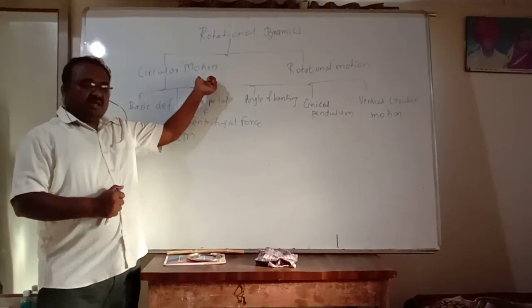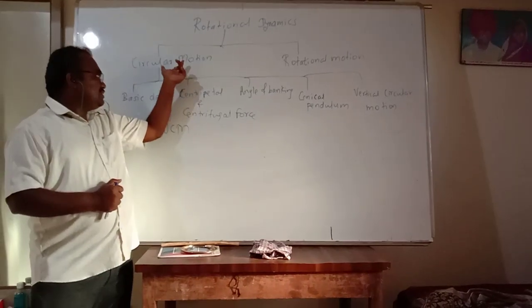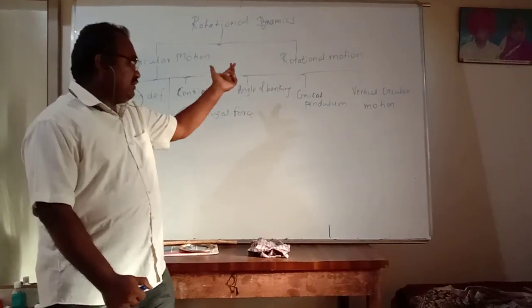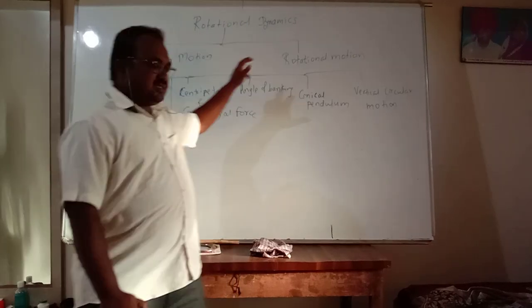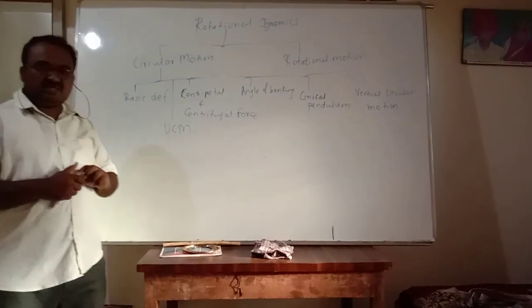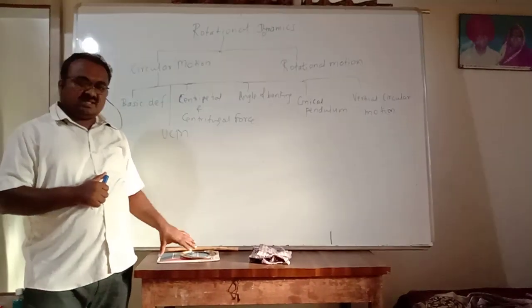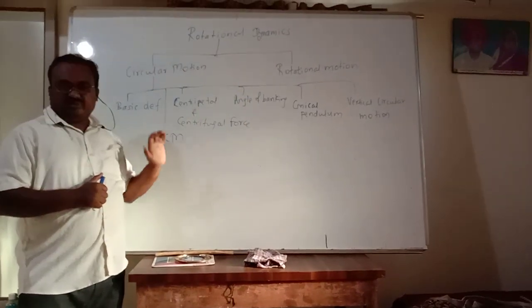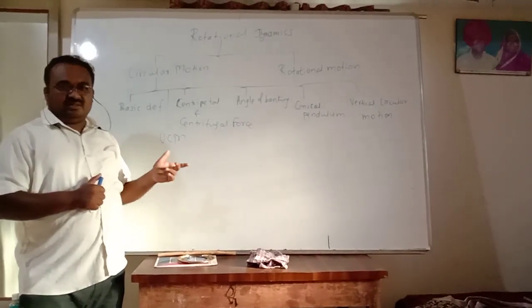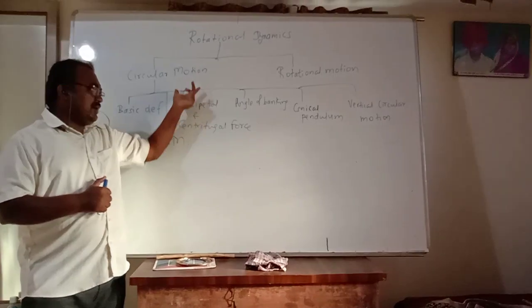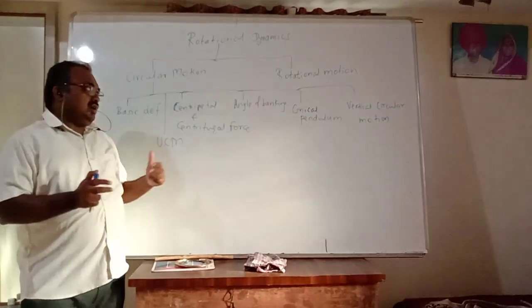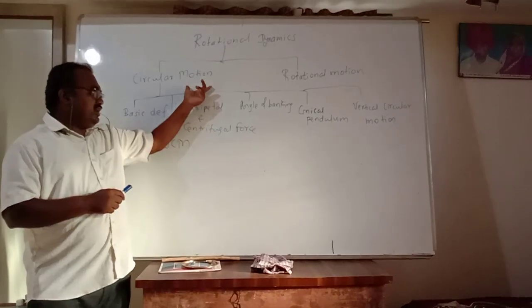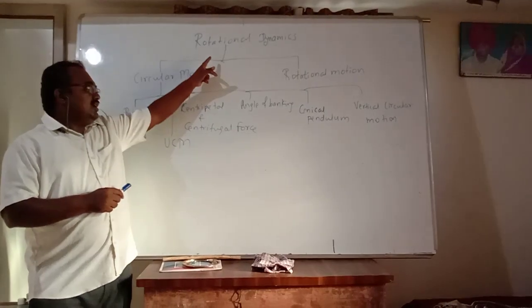It is mainly divided into two sections. One is circular motion and second one is the rotational motion. In the old syllabus, these two were different chapters, but in your new syllabus the two chapters are combined, and it forms only one chapter, that is rotational dynamics.